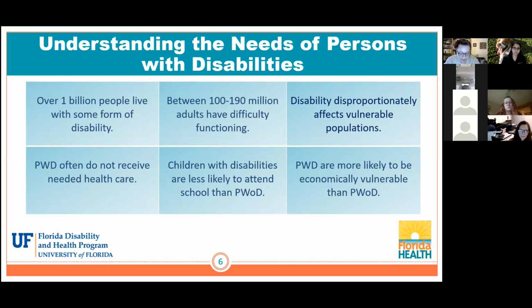And so these educational disparities can have some severe long-term negative outcomes. Disability also affects employment. People with disabilities in general are more likely to be unemployed than people without disabilities. This is true for both men and women.